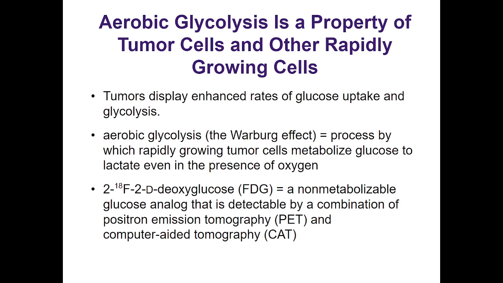Okay? The tumors display enhanced rates of glucose uptake and glycolysis. Aerobic glycolysis, this is the Warburg effect. This is the process by which the rapidly growing tumor cells metabolize glucose to lactate, even in the presence of oxygen. The 2-18F-2-deoxyglucose, abbreviated FDG. The abbreviation is so much easier to deal with. This is going to be a non-metabolizable glucose analog that's detectable by a combination of positron emission tomography.